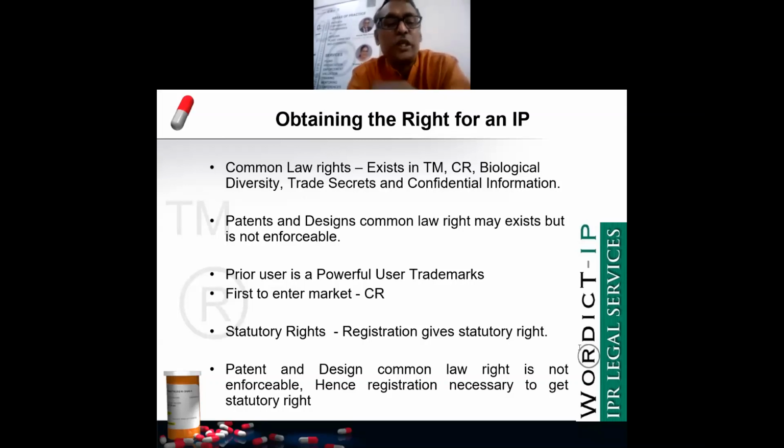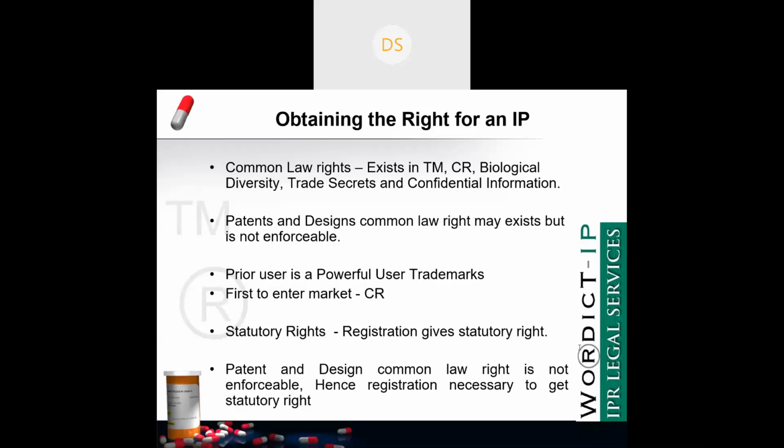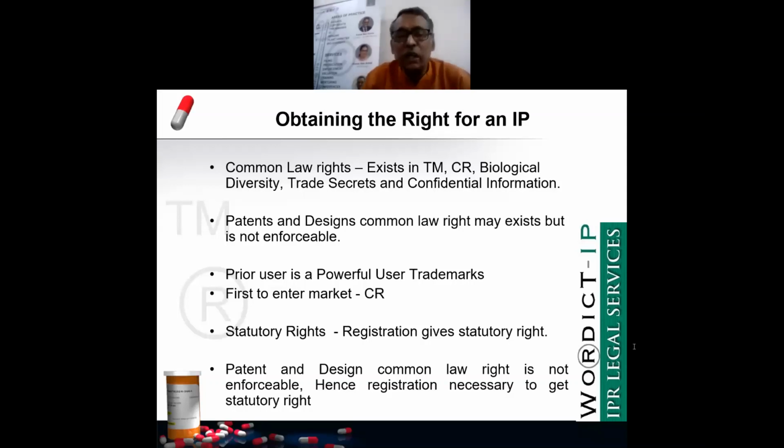The next is statutory right. Registration gives you a statutory right. Once you have a registration, the statute recognizes your intellectual property. Now, I made a statement saying that for a copyright or a trademark, you don't need a registration. But a lot of people want a registration for the trademark as well as the copyright. Why is it that they need a registration when a registration is not a must?